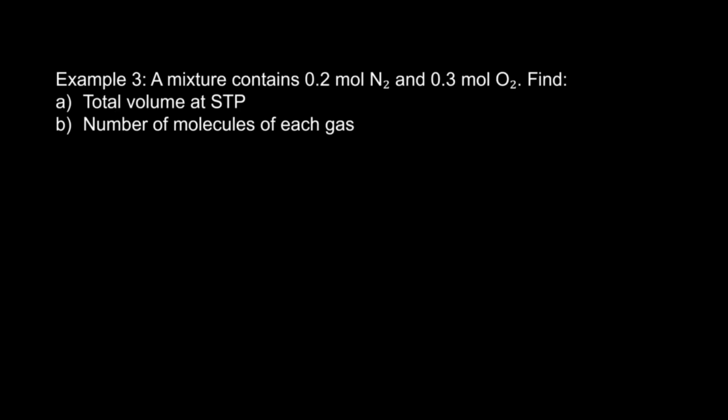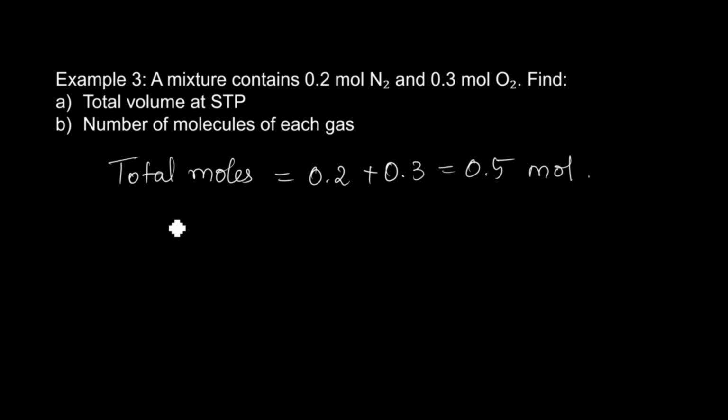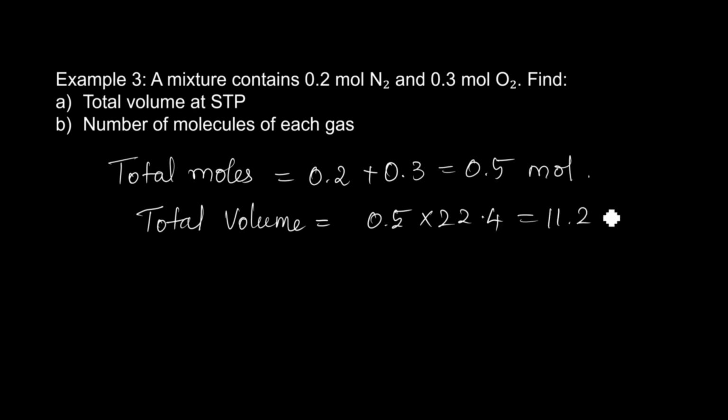Let's see one more example which asks for both. The mixture contains 0.2 moles of N2 and 0.3 moles of O2. Find the total volume at STP and the number of molecules of each gas. This is a mixture, so let's find the total moles. Total moles is 0.2 mole plus 0.3 mole, that comes out to be 0.5 mole. From that, total volume will be 0.5 into 22.4, that is 11.2 liters.